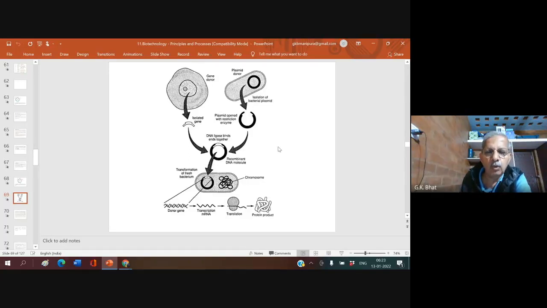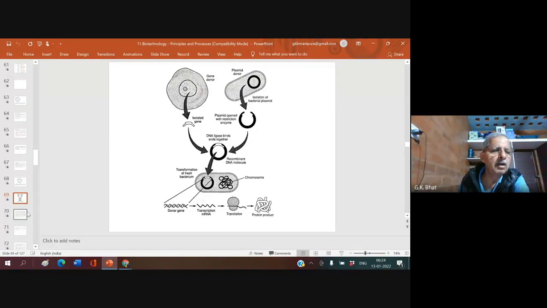Why are we doing it? All these things are done to get what you want. Whatever you want will generally be in the form of a protein. Ultimately, we know gene expression is nothing but the production of protein. Everything is protein. So this recombinant DNA technology also enables us to get what we want in the form of protein.